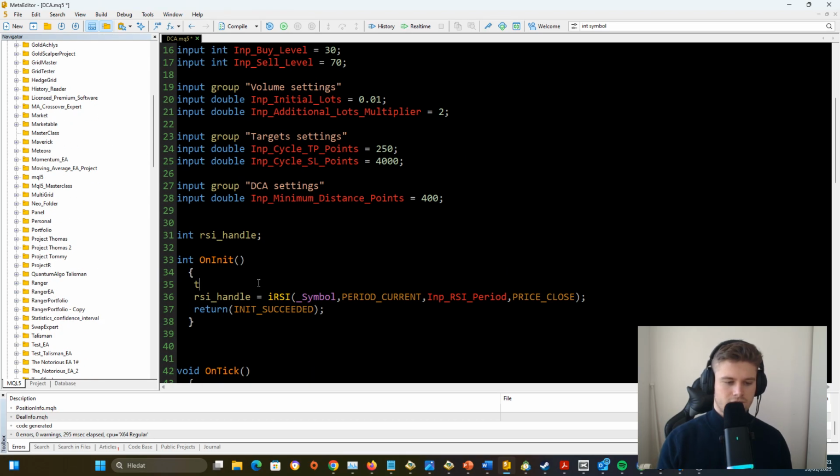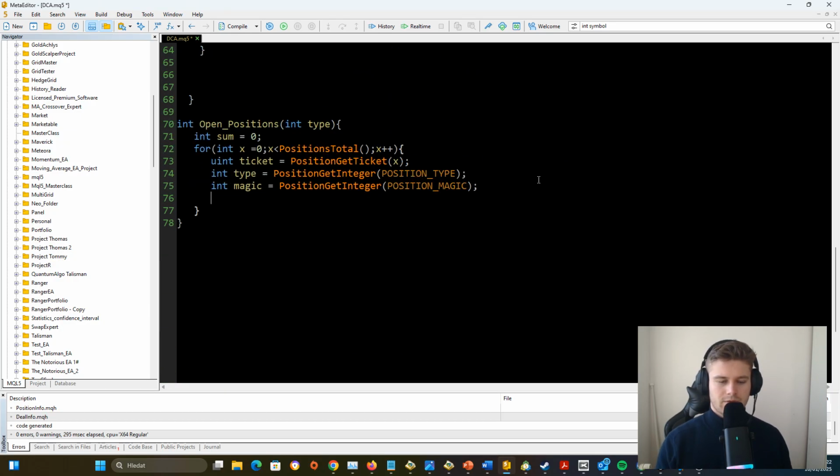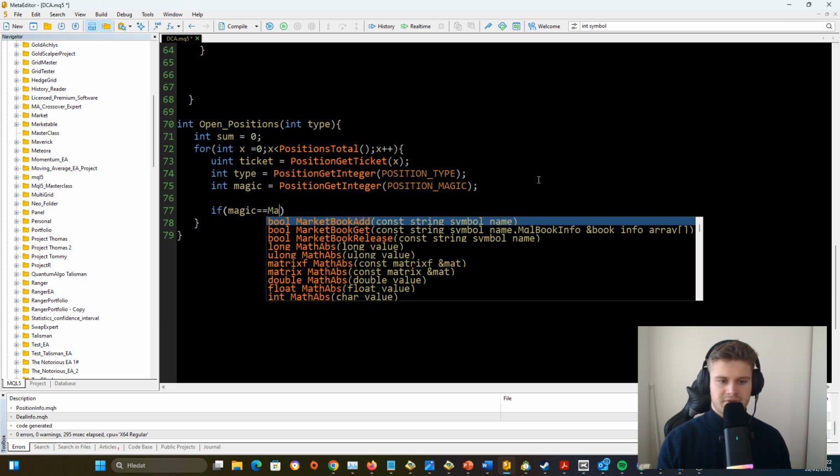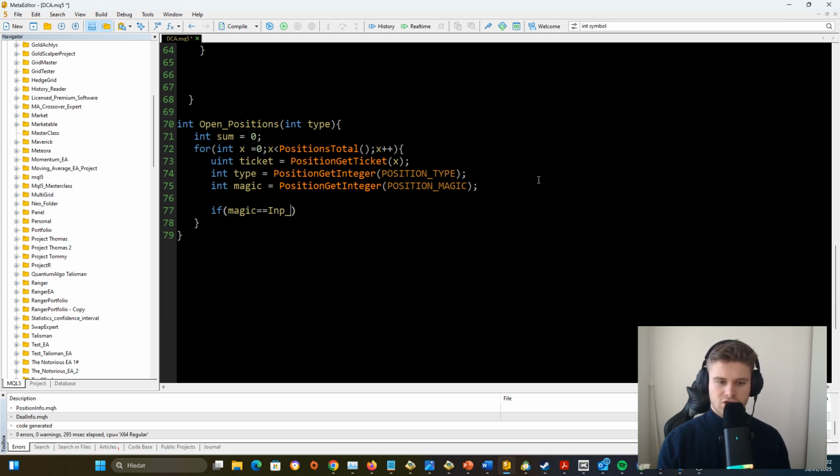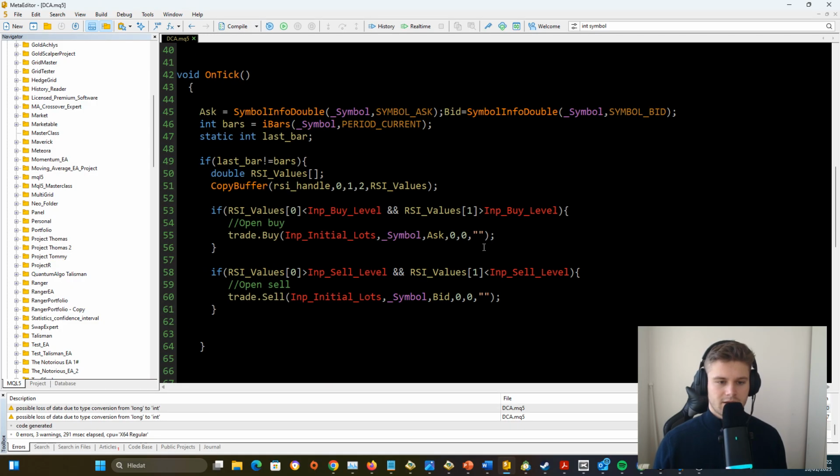And I forgot one thing. Here on init function I have to set the magic number, or I have to do this thing right here. Okay, so now I have to check. So if magic is equal to input magic number and type is equal to, let's call this position type. We can't have two variables with the same name. So if this is true, then sum plus equals 1. So we increase the sum variable by 1, and then we return the sum right here. Perfect.